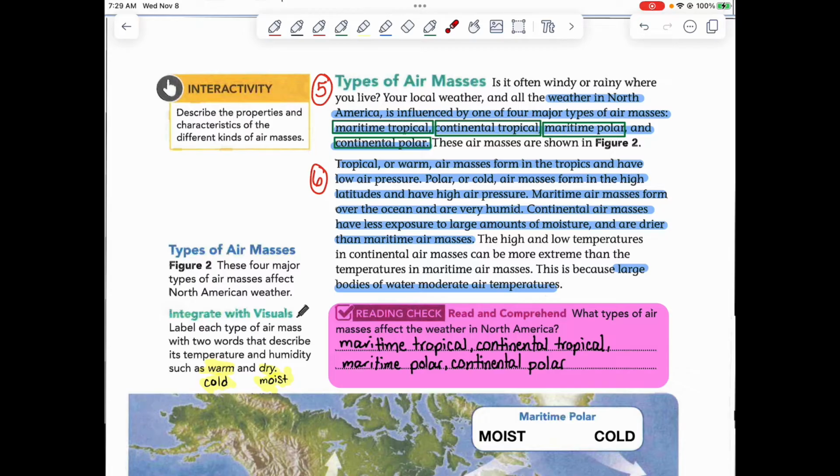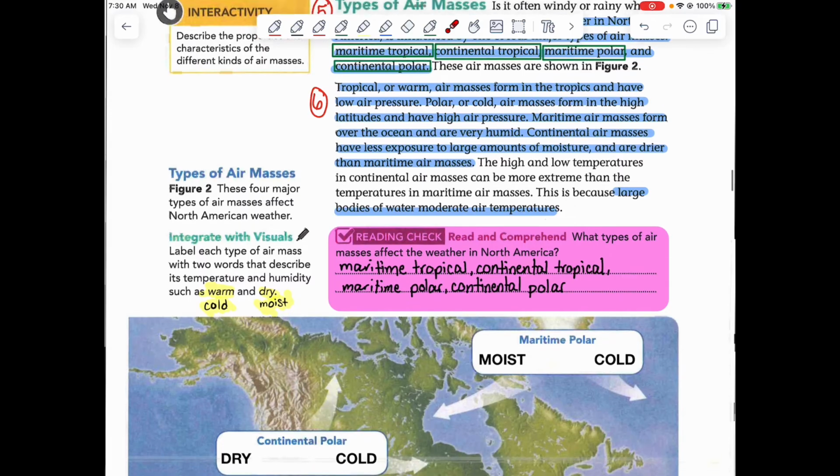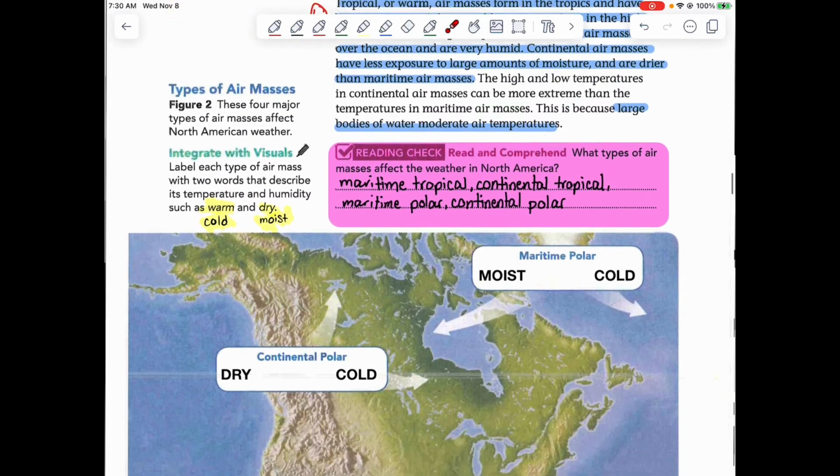Now, the reading check, what types of air masses affect the weather in North America? Hopefully you got this one figured out, but the correct answers are maritime tropical, continental tropical, maritime polar, and continental polar. And then as we look down at figure 2 here, go ahead and make changes if you need to. If you need to pause it and make some changes, that's totally fine.